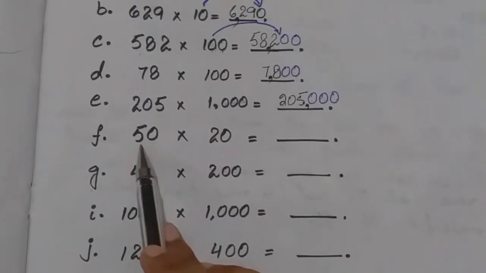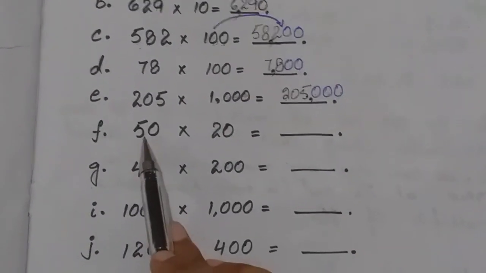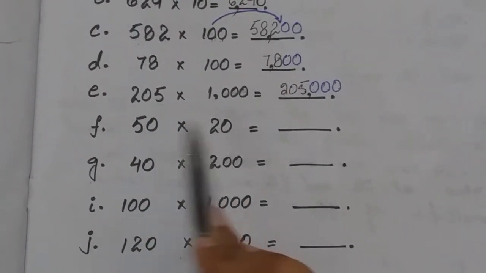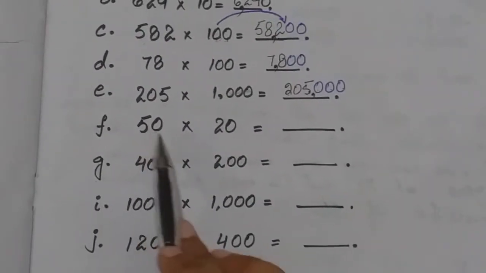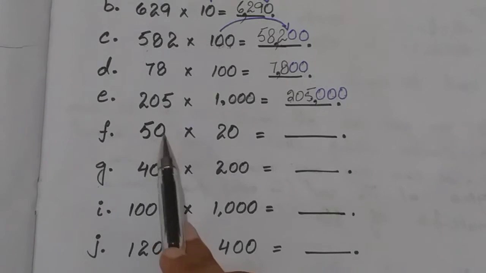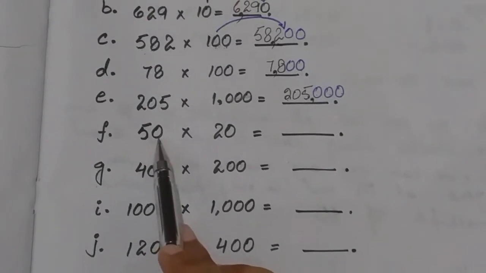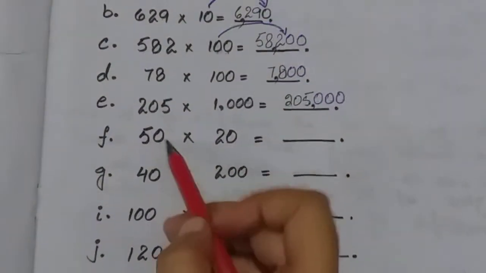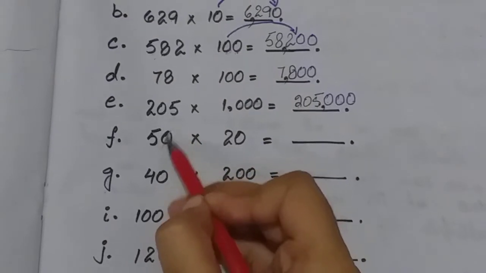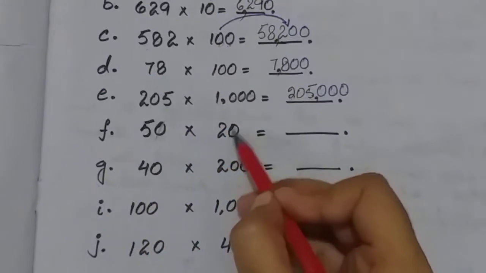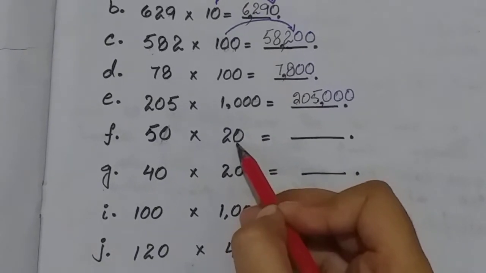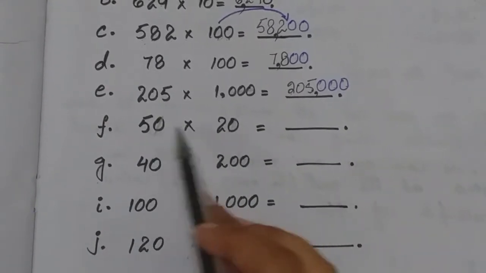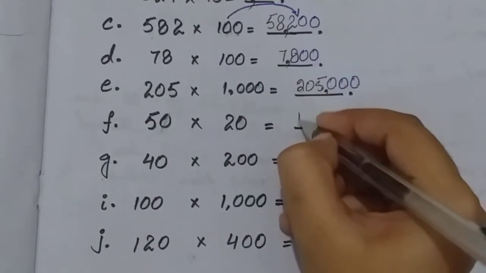Now in this example there is something different. Here we are given 50 multiplied by 20. In this example 50 is the multiplicand and 20 is the multiplier and both are multiples of 10. Unlike the previous examples, we have a 0 in the multiplicand and also in the multiplier. So we will ignore both zeros, the 0 of the multiplicand and the 0 of the multiplier, and then multiply the remaining numbers. The remaining numbers are 5 and 2. So we will simply multiply these two numbers. 5 multiplied by 2, 10.